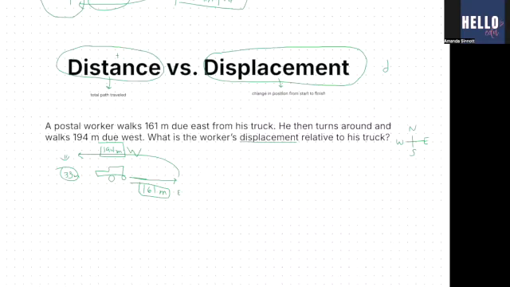Let's compare that to distance. If this same question asked for the total distance this person traveled, what would we do? We would just add it. We would just add this 161 to 194. That's all the total distance that he walked. So that would be the difference between distance and displacement. So distance, a good memory trick is how much ground did he cover walking here? Let's add it up and we're going to find out how much ground he covered.